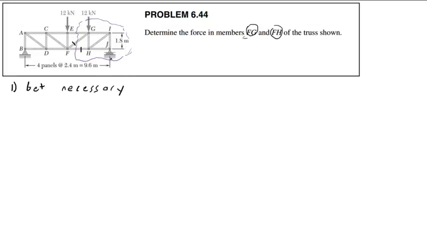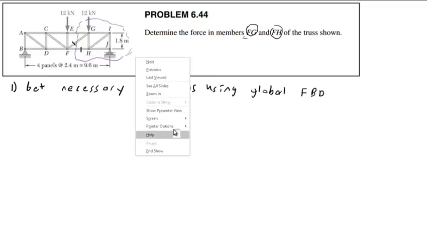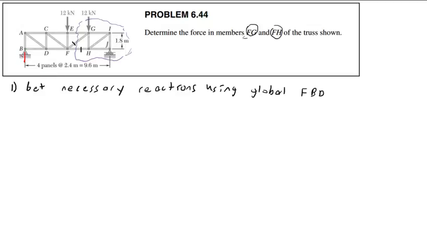In this case, that's going to be JY. Using a global free body diagram, ignore the cut right now and look at the global system. Look at everything here. I'm going to have BY and JY.